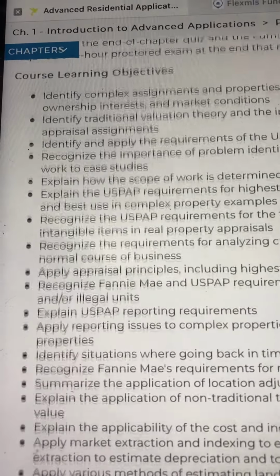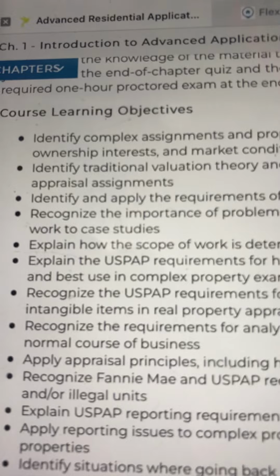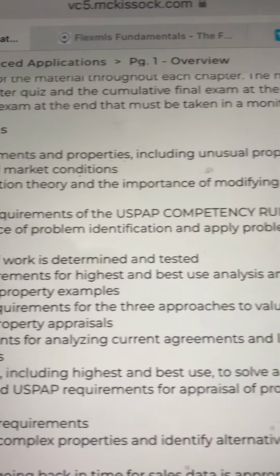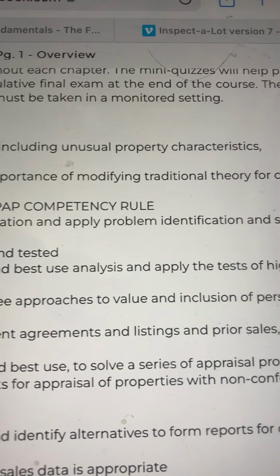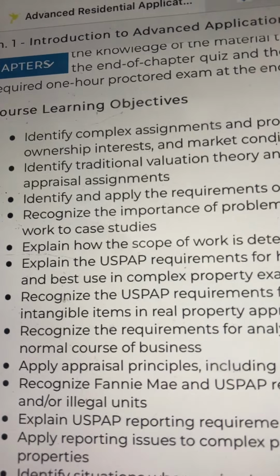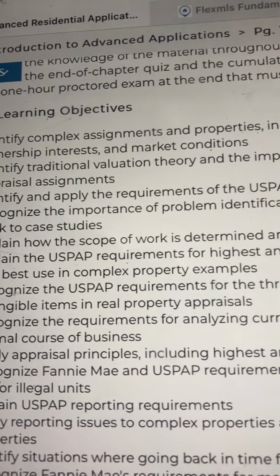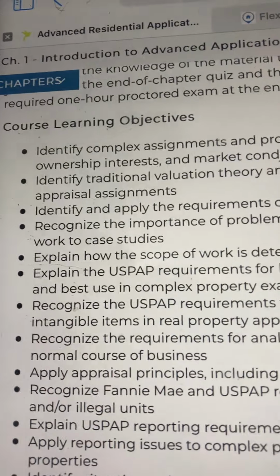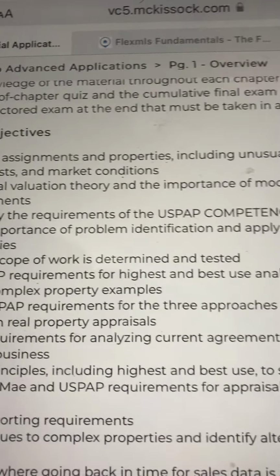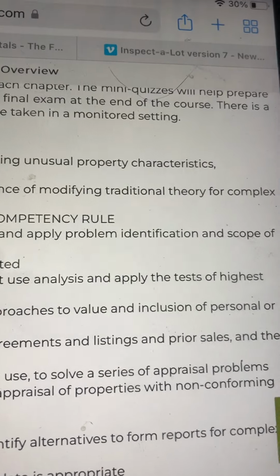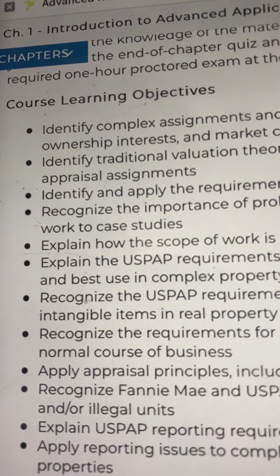Course learning objectives. Identify complex assignments and properties, including unusual property characteristics, ownership interests, and market conditions. Identify traditional valuation theory and the importance of modifying traditional theory for complex appraisal assignments.